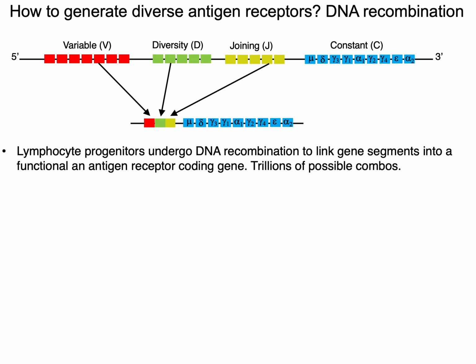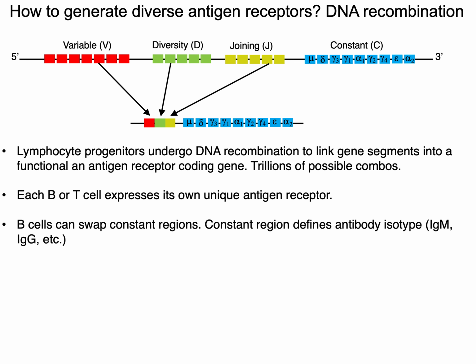So this means that there are many, in fact trillions, of possible combinations of gene segments that can lead to an antigen receptor coding gene. That means every B or T cell expresses its own unique antigen receptor. B cells can swap their constant region. Initially, their constant region is the mu constant region, and that's why when B cells get activated, they make the antibody isotype IgM. But after activation, they can receive additional activation signals that can lead them to utilize a different constant region.